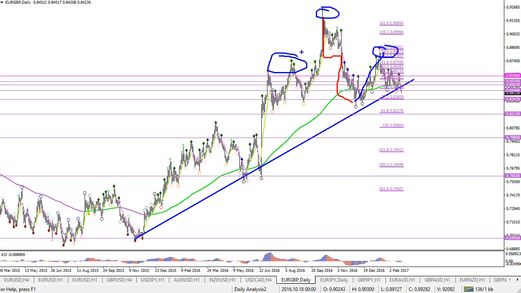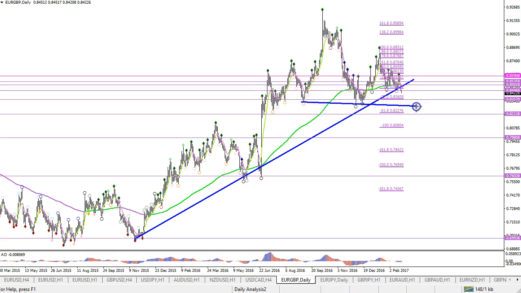If you look at the blue circles, the left and right shoulder are not totally in sync, but still I think it's a valid pattern. And if you look at the neckline, well, it's not the neckline, but the support trend line, I should say, because the neckline depends on where the shoulder is exactly, but you could say the neckline is somewhere around here. The support trend line is about to be broken, which is also important, and price is going through the long-term moving average.